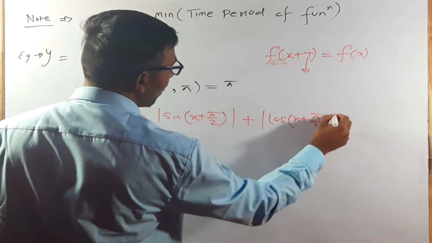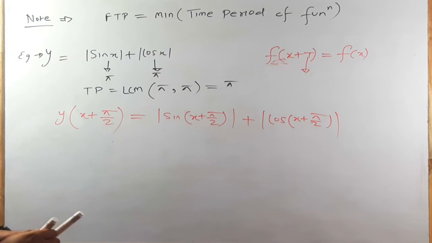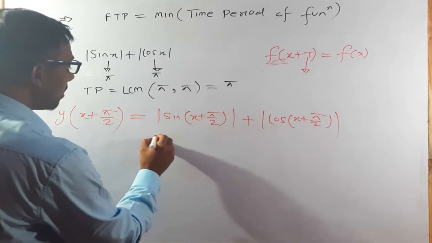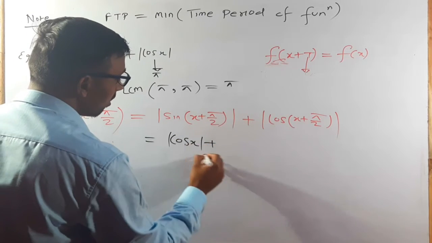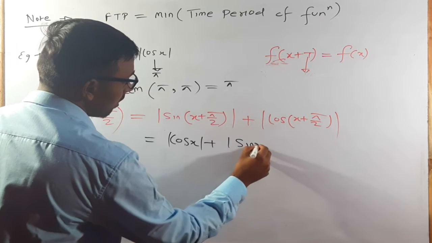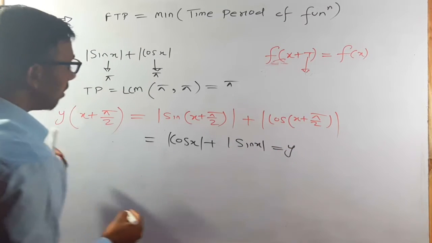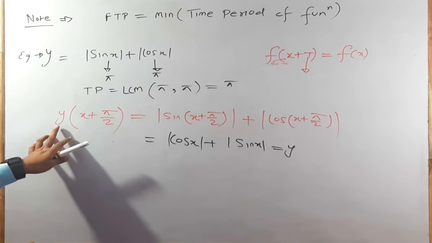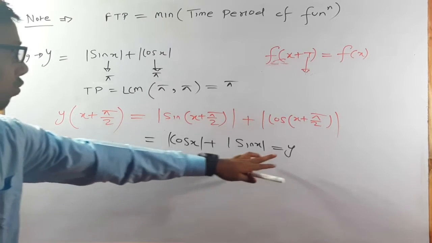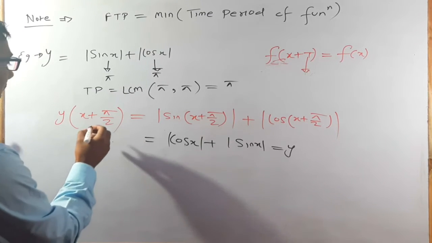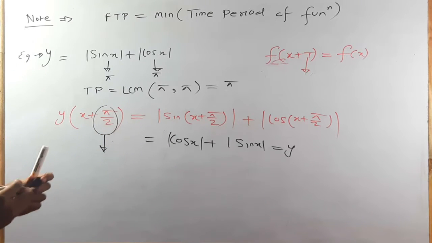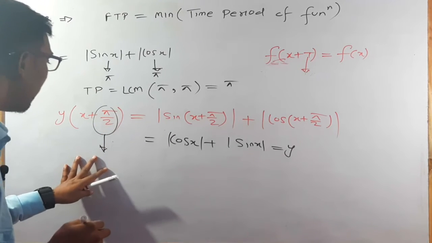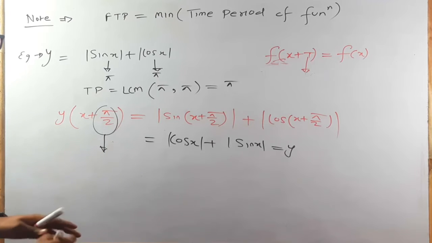Now we will solve this. When we solve this, it becomes mod of cos x plus mod of sin x. So again we are getting y. What is the meaning of that? We are getting f of x plus pi by 2 equals f of x. So the meaning of that is that this is a time period, but not an ordinary time period. This is actually the fundamental time period of the function.